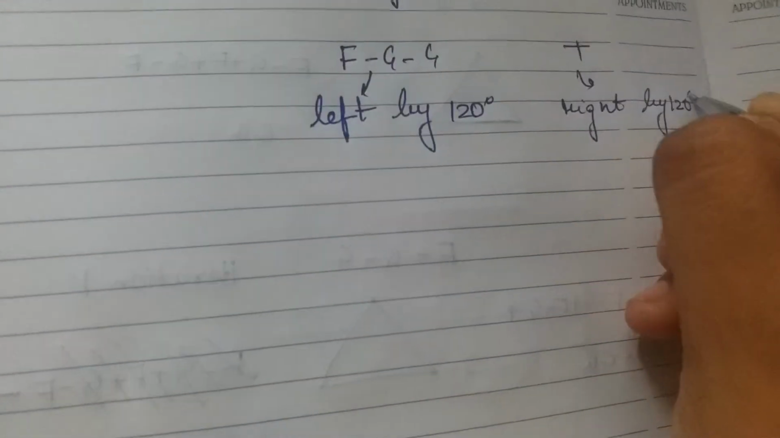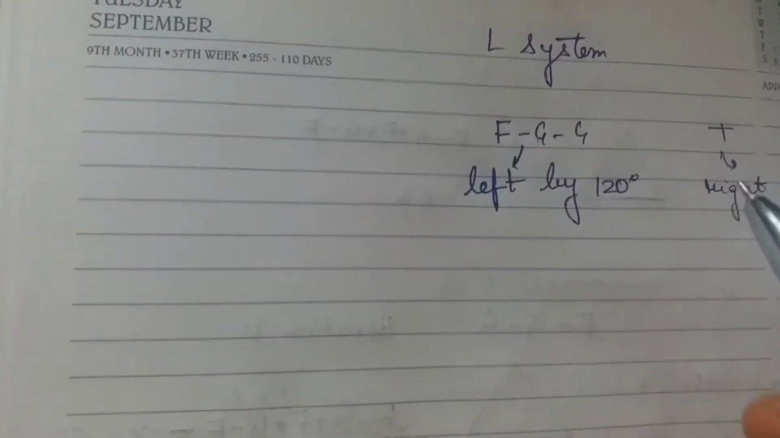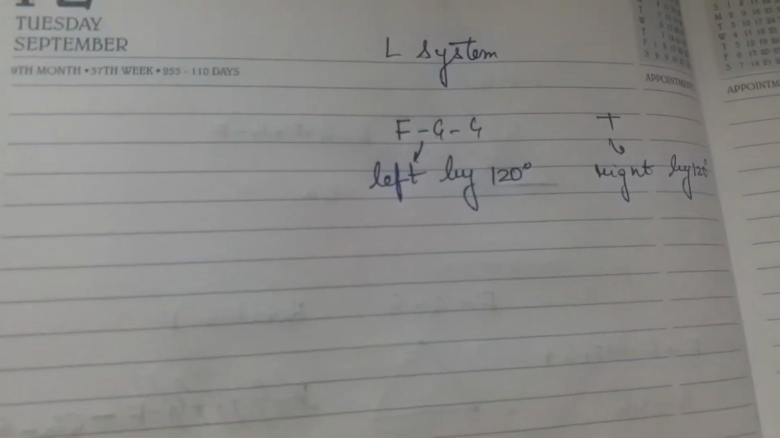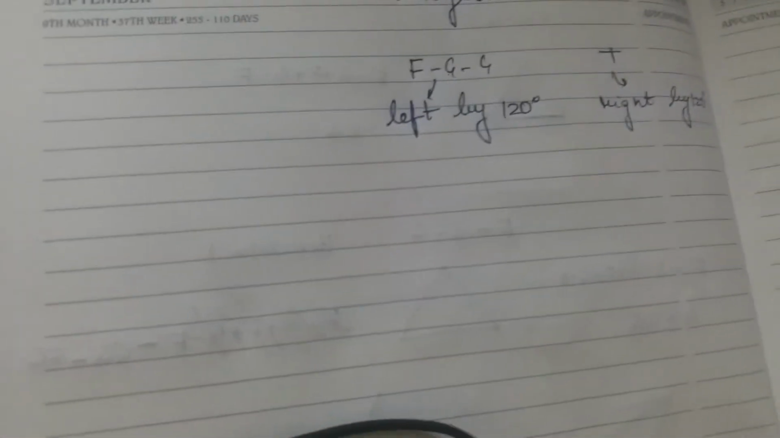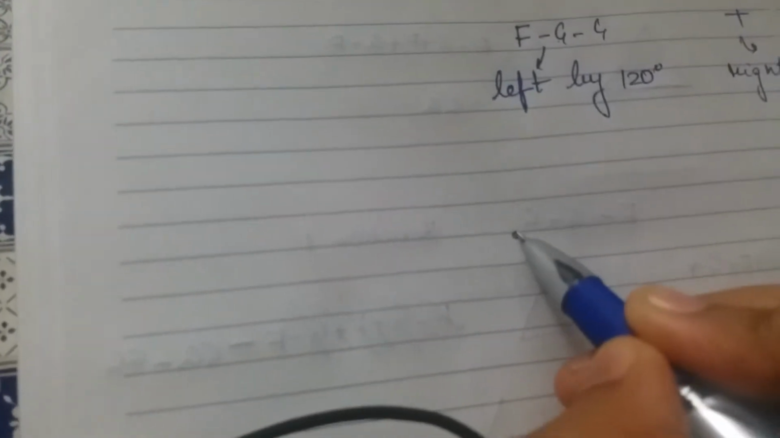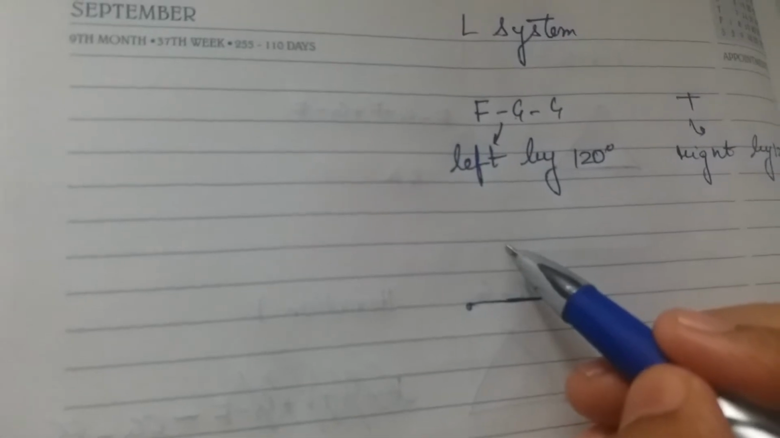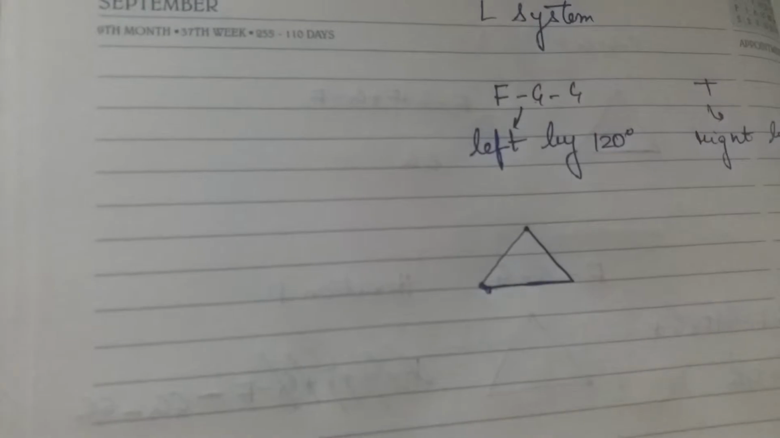by 120 degrees. F and G both mean the same thing, moving forward by the same distance, but we're using two different variables so that we can control how the iterations increase the string and how the growth of the string happens. So basically, for F minus G, first we move forward, then turn to the left by 120 degrees, then again turn left by 120 degrees and move forward. So this basically forms a triangle.